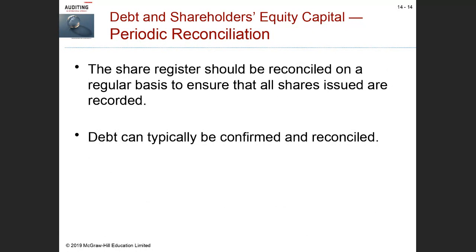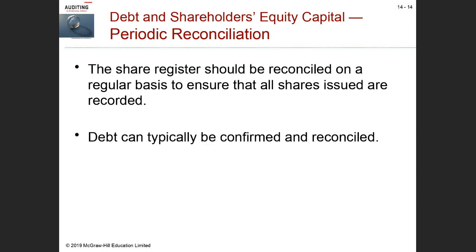Another control that we've seen in other accounting cycles is periodic reconciliation. If we think back to the revenue cycle and the purchase cycle, bank reconciliation is one of the periodic reconciliations that should be done to ensure proper control exists over the bank account that's recorded in the financial statements of the company. Well, the same thing here. Periodic reconciliation is important, but reconciliation of what?